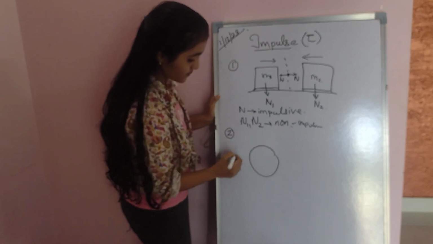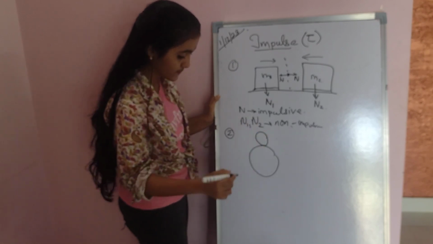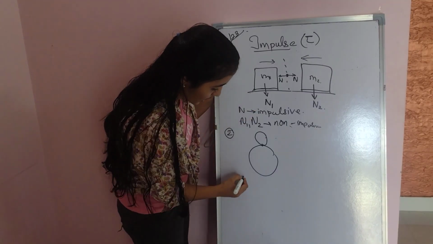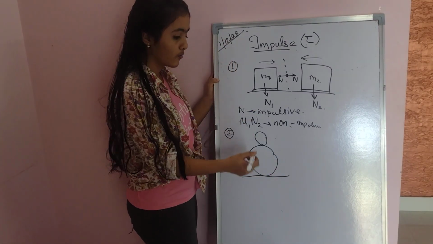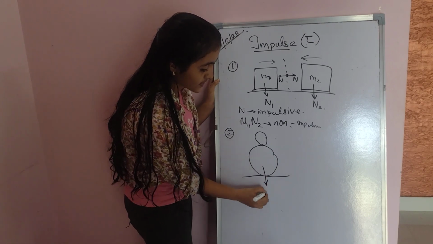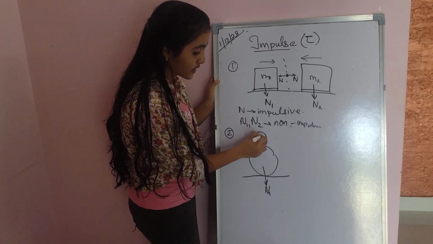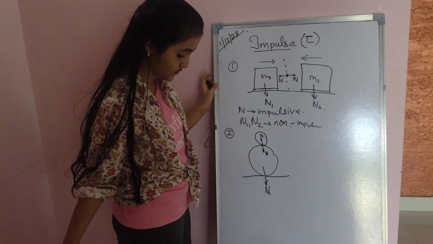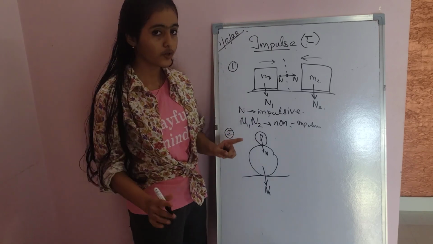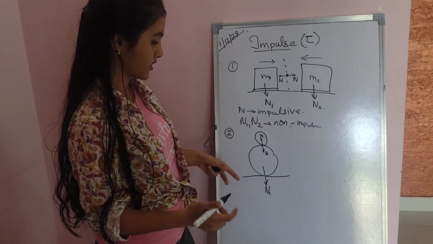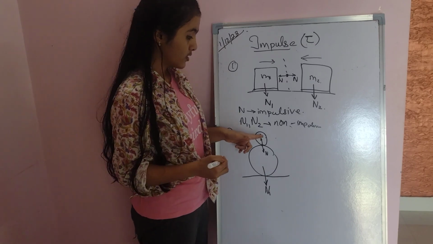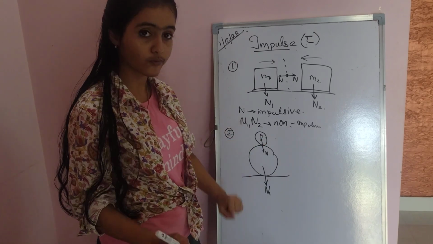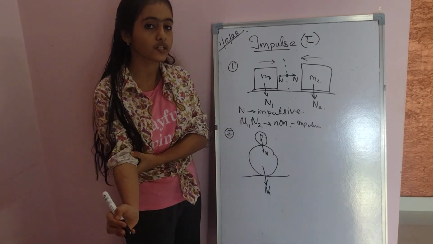A sphere is kept, and on top of it another sphere is dropped, and the lower sphere is lying on the ground. Now we will mark the forces. Here this sphere has a normal force N1. Due to contact, a normal reaction will be formed, N and N. That's all. This does not have any additional force.